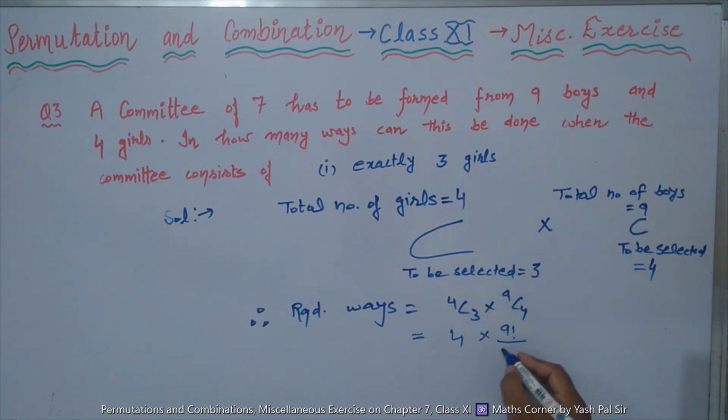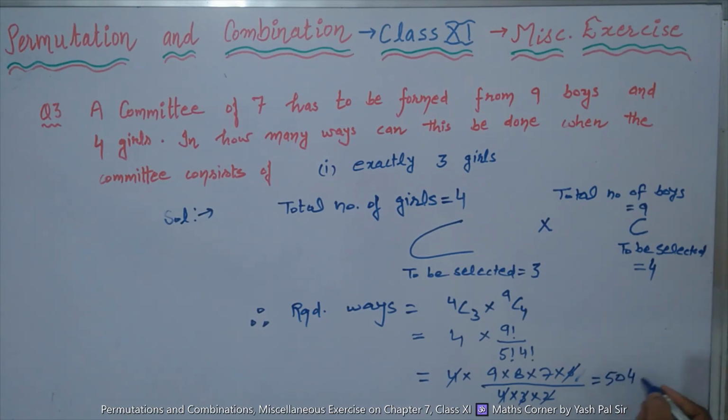Divided by 9 minus 4, 5 factorial into 4 factorial, which is equal to 4 into 9, 8, 7, 6, 5 factorial will be cancelled. This is 4 factorial, so we write 4 into 3 into 2 into 1. Again 4 cancelled, 3 into 2 6 cancelled, 9 into 8 into 7 is equal to 504 ways. So this is the first part.